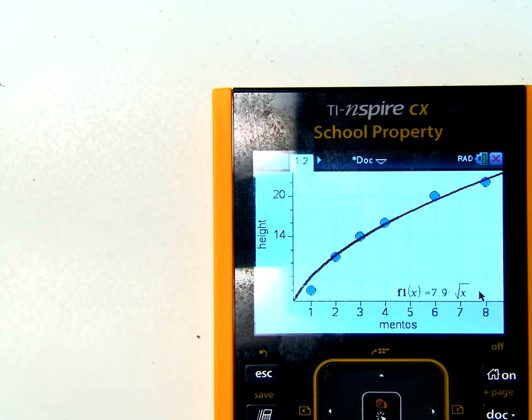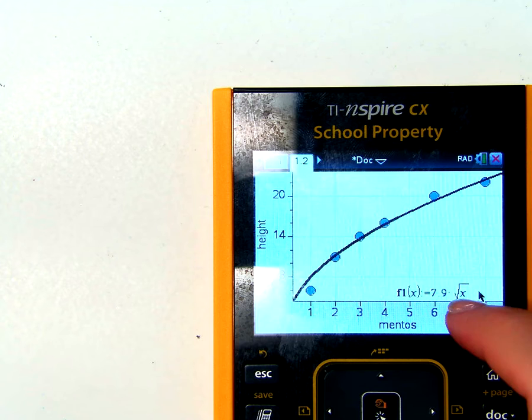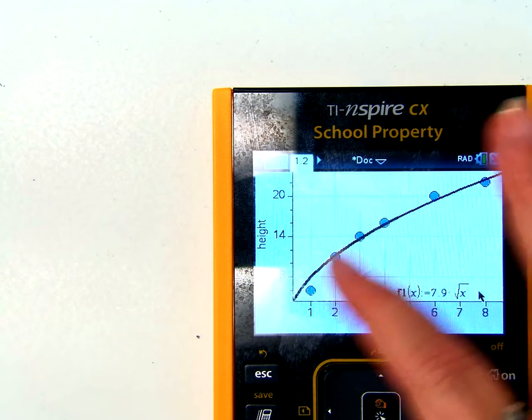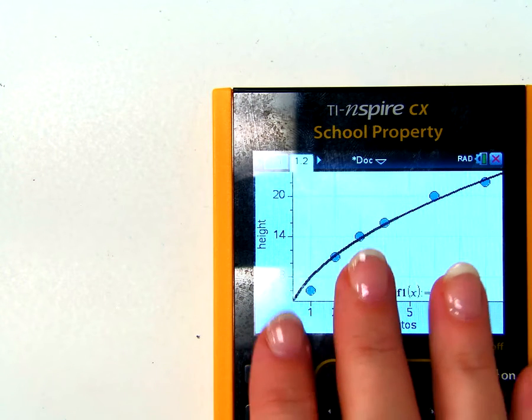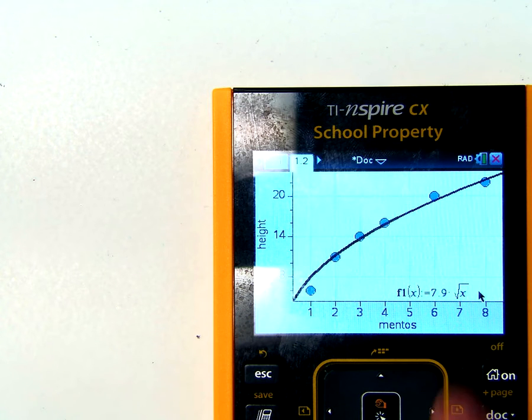No. Guys, this is real life data. Most of the time, real life data does not form a perfect curve or a perfect line. Okay? Most of the time we can use a regression like we tried to at the first, and that'll give us the best fit, like calculator-wise, mathematical-wise, that'll give us the line of best fit. Okay? Right now, we're guessing.